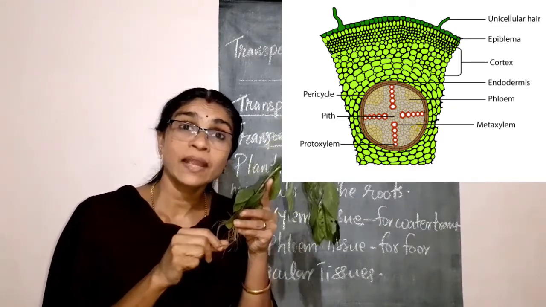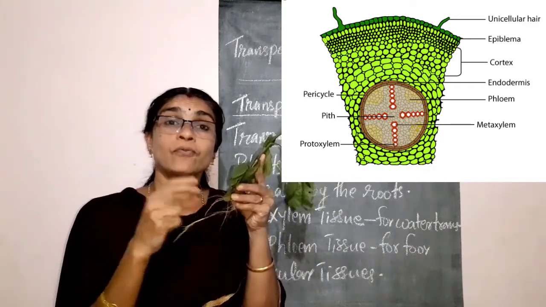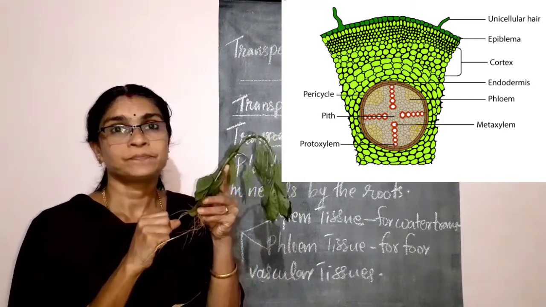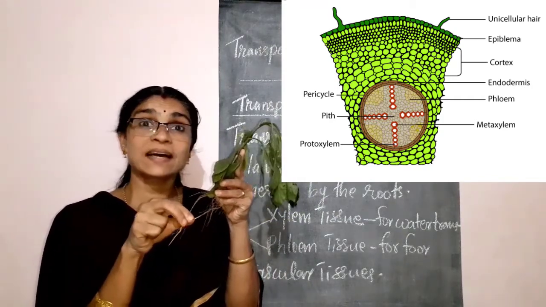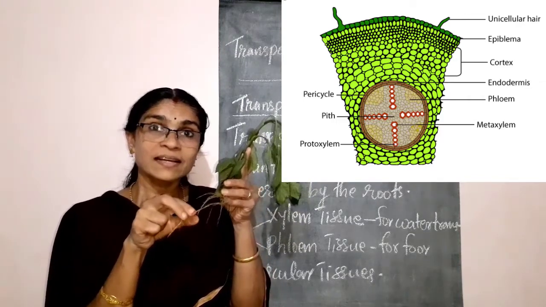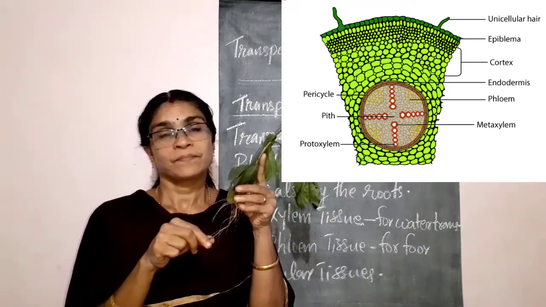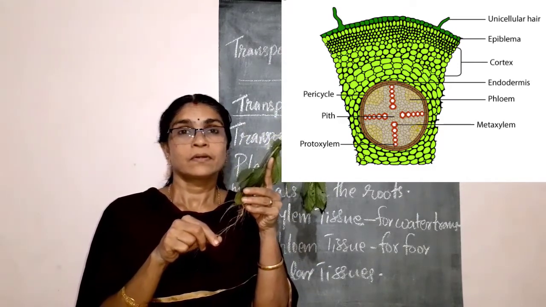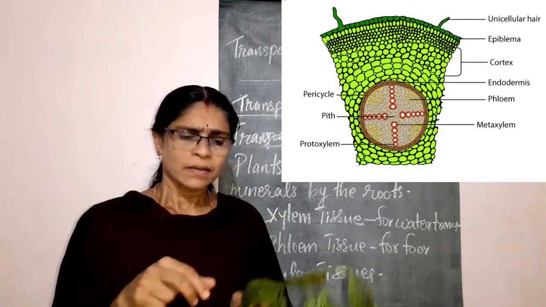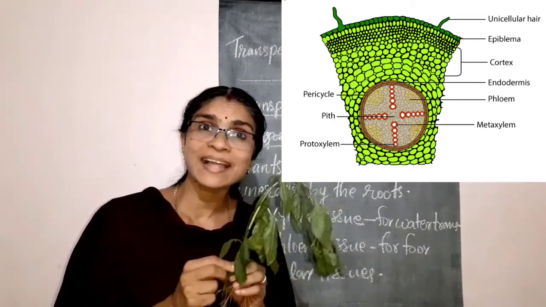What is the function of root hair? Root hair increases the surface area for the absorption of water and minerals through the roots. The root hairs are in contact with the water present in between the soil particles. Then can you guess how this water is transported from roots to other parts of the plant?